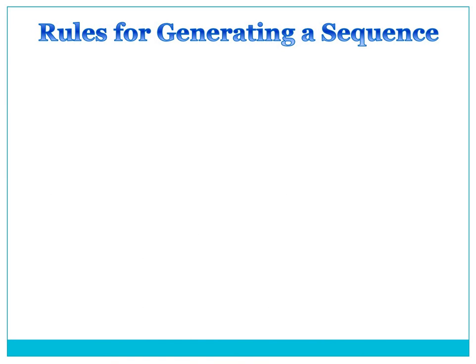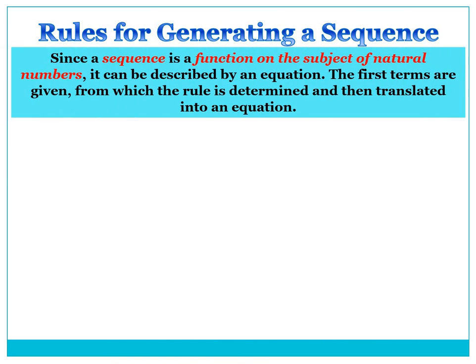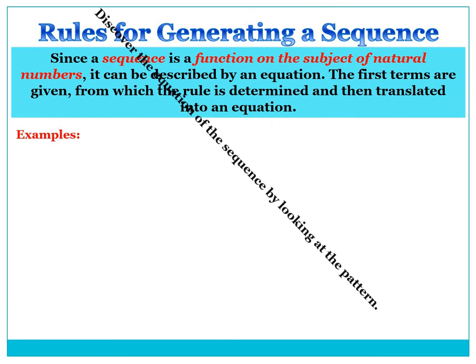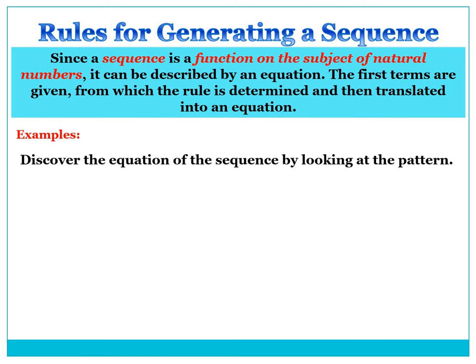Rules for generating a sequence. Since a sequence is a function on the set of natural numbers, it can be described by an equation. The first terms are given, from which the rule is determined and then translated into an equation. Examples. Discover the equation of the sequence by looking at the pattern. Number 1: 4, 5, 6, 7.